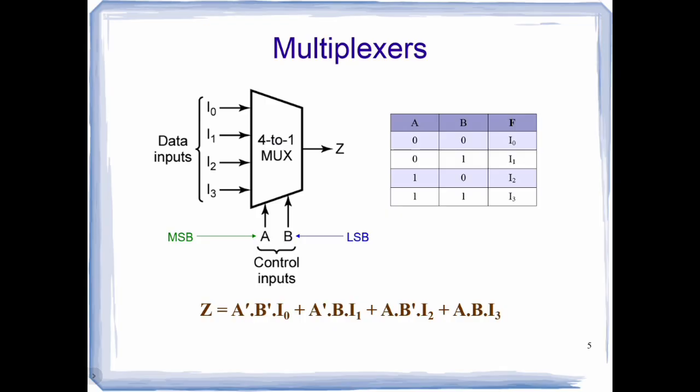For example, when AB equals 01, then the AND gate associated with the data input I1 has two of its inputs equal to 1 and the third input connected to I1. The other three AND gates have at least one input equal to 0, which makes their outputs equal to 0. The OR gate output is now equal to the value of I1. We can say data bit I1 is routed to the output when AB equals 01.